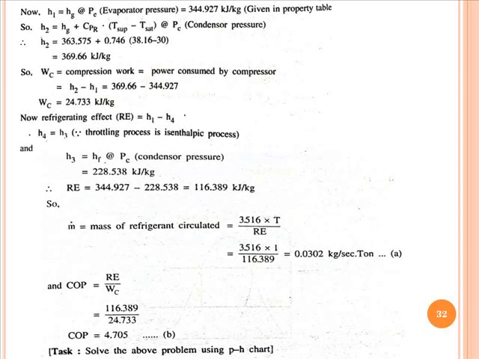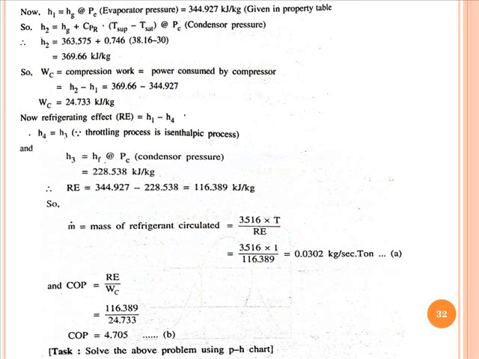Now H1, that is enthalpy at inlet of the compressor, is equal to Hg at evaporation pressure, and that is available as 344.927 kilojoule per kilogram, that is given in the data.